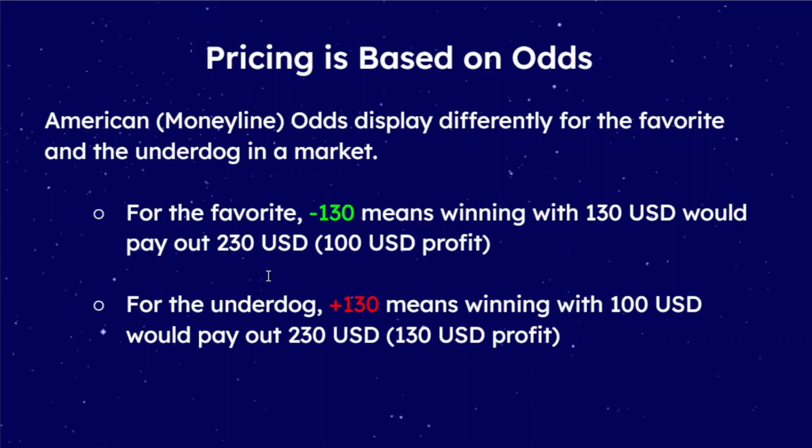For the underdog, it's a little bit different. Plus 130, which is always going to be in red with the plus sign, means that if you bought a position of $100 USD, you would get $130 of profit. So you put up 100 USD, you would receive back 230 USD, and that's a 130 profit, so plus 130. There's more information about all these odds formats in the Overtime Gitbook.